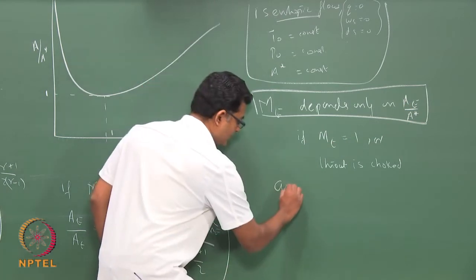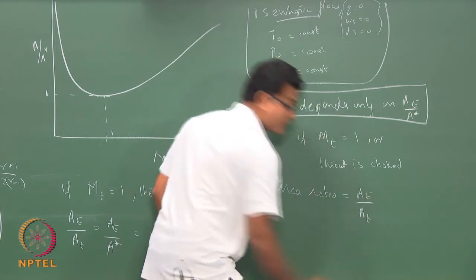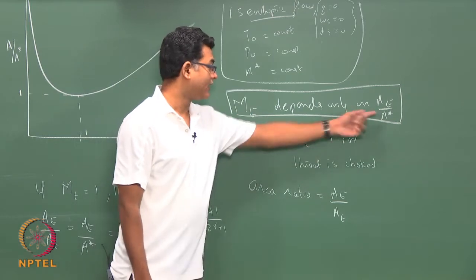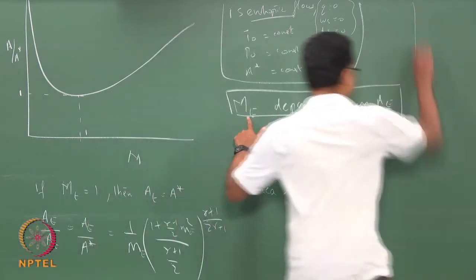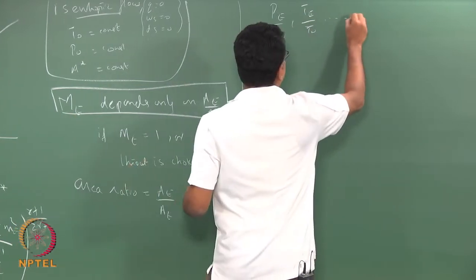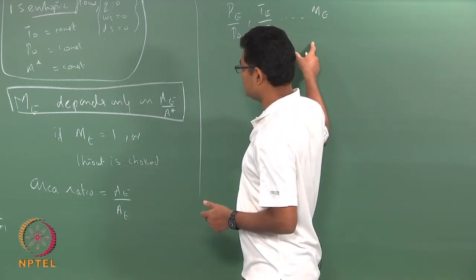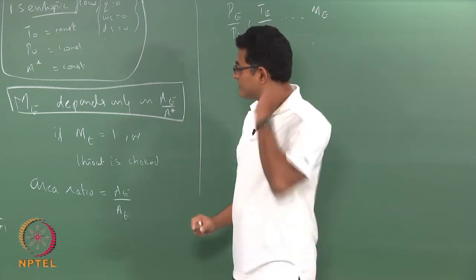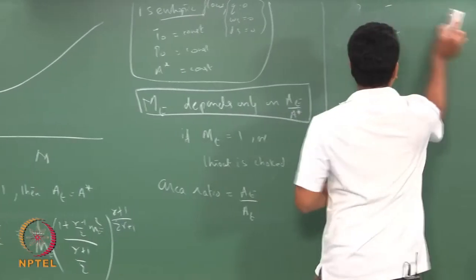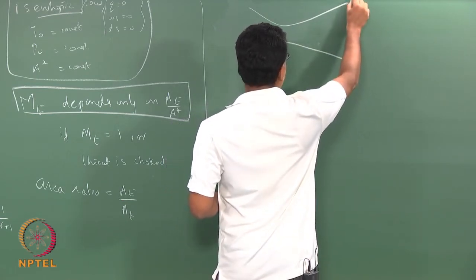When I say area ratio for a CD nozzle, it always means A at the exit divided by A throat. So, for a given area ratio, if the flow is choked, my exit Mach number depends only on my AE by A throat. And once you have this exit Mach number, my P exit by P0, T exit by T0, everything now depends on ME, which is dependent on area ratio. So, area ratio decides all these factors if the flow is choked. Now, we are going to see what this condition is. Like what we have done before, we will see what happens when you change your PB for a given area ratio.